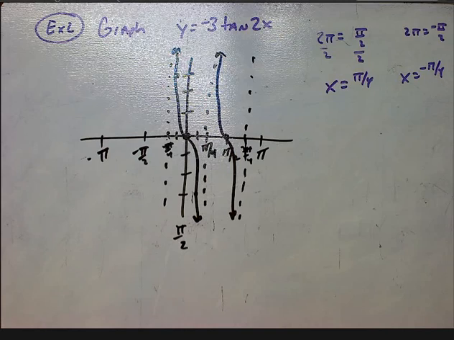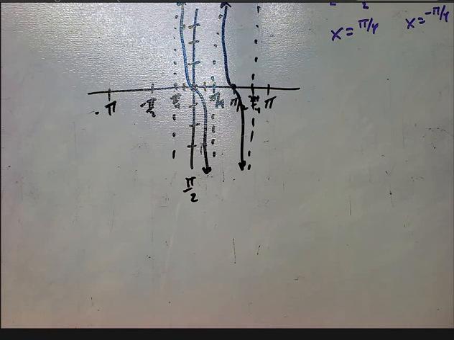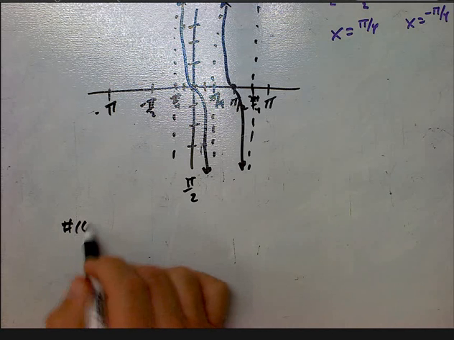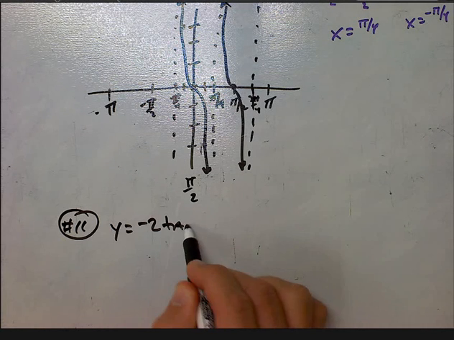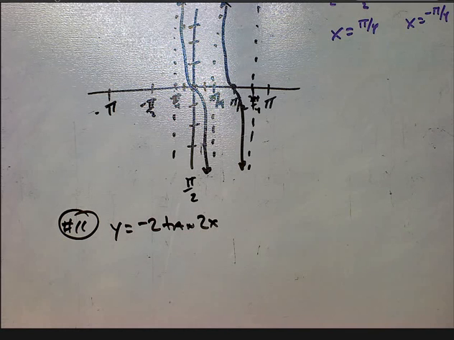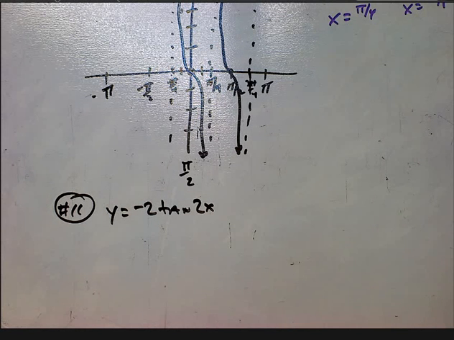I want you to try one on your own. Number 11 says y equals -2 tangent of 2x. Try that one. Press pause and come back when you think you got it.